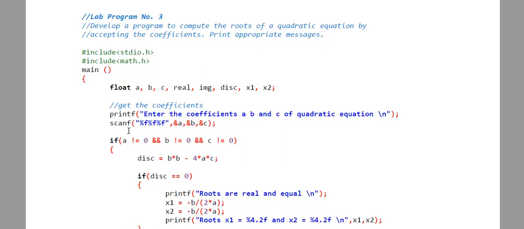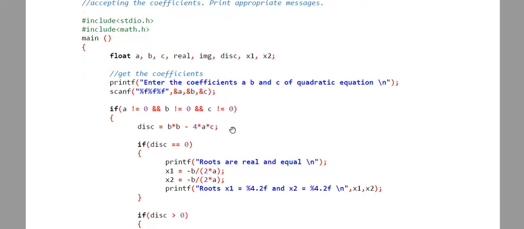How to use the scanf function? Scanf, bracket, inside a pair of double quotes we have %f, %f, %f. These are the format specifiers of type float for variables a, b and c. In scanf we should always prefix the variable with the ampersand, which represents the address of that particular variable. So, ampersand a, comma, ampersand b, comma, ampersand c, closing bracket and semicolon.